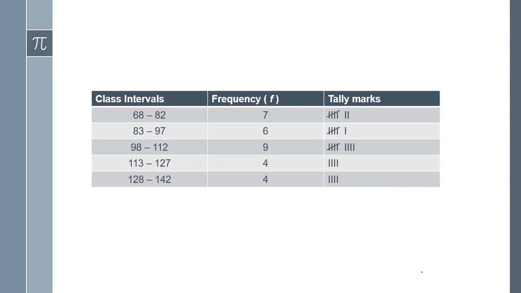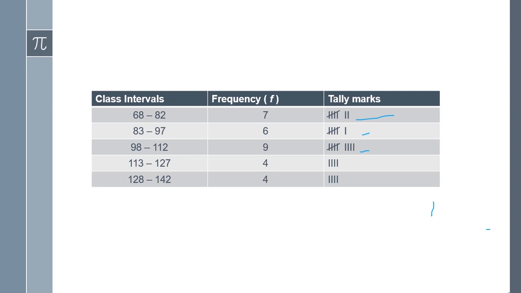See, 4 is less than 5, so we have to draw 4 vertical lines, even 3 vertical lines if frequency is 3, 2 vertical lines if your frequency is 2, and 1 if frequency is 1. The 5th line will always be across the previous 4 lines like this for the case of 7, and for the case of 6, this and this.